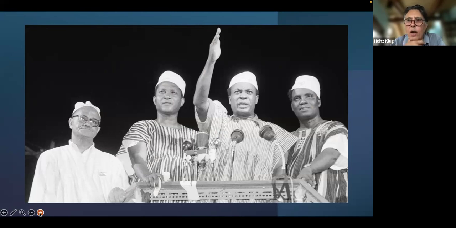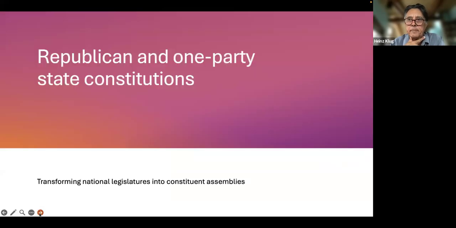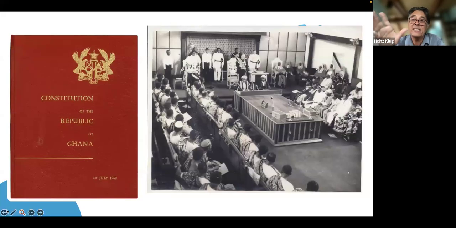And here is Kwame Nkrumah at the night of independence, declaring independence for Ghana. Next slide, please. But it is independence based on this colonial constitution. And so what happens very quickly thereafter is that you get this new process of what I call republic.